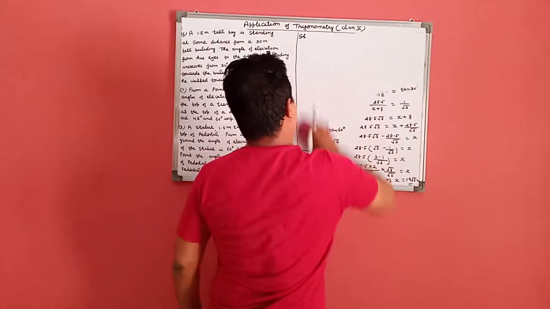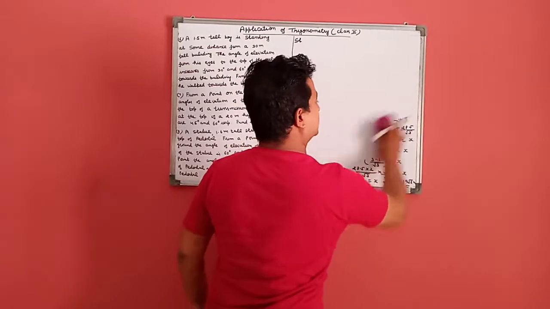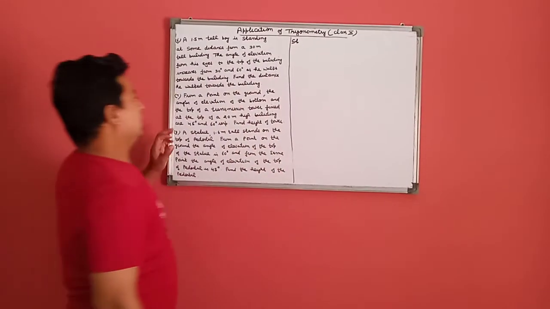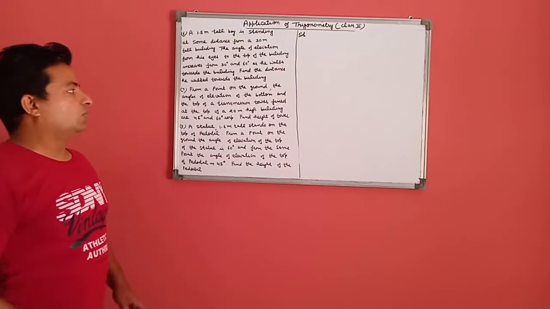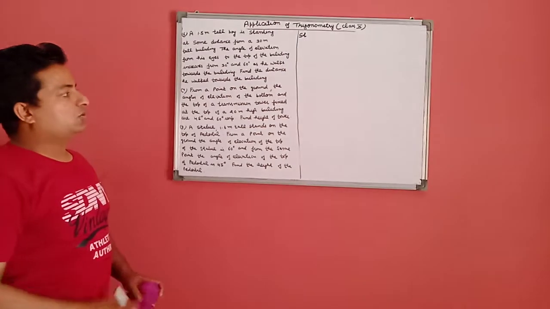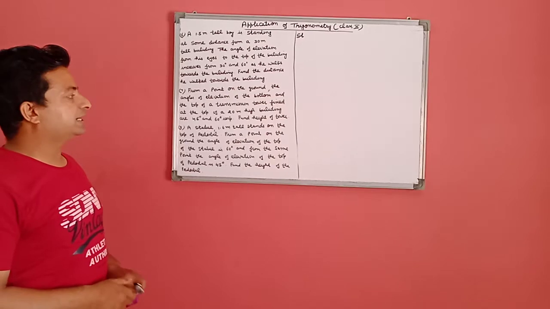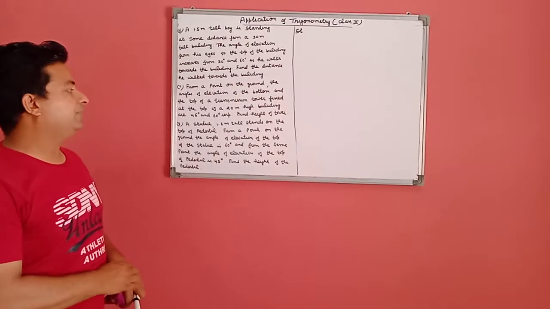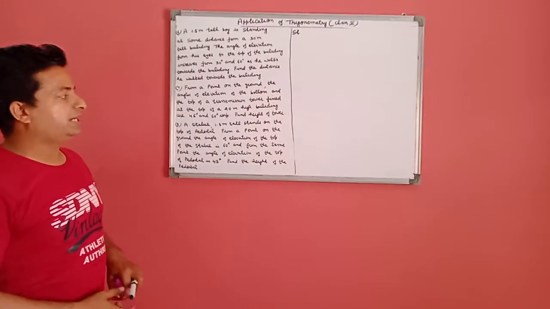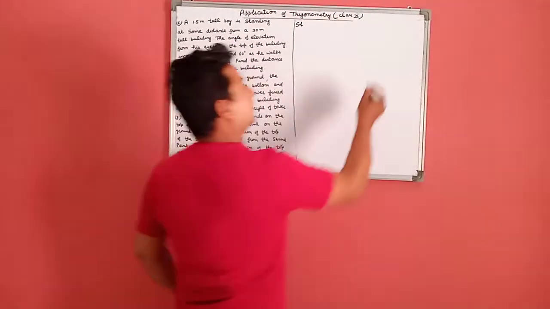In question number 7, the statement is: from a point on the ground, the angles of elevation of the bottom and the top of a transmission tower fixed at the top of a 20-meter high building are 45 and 60 degrees. Find the height of the tower.